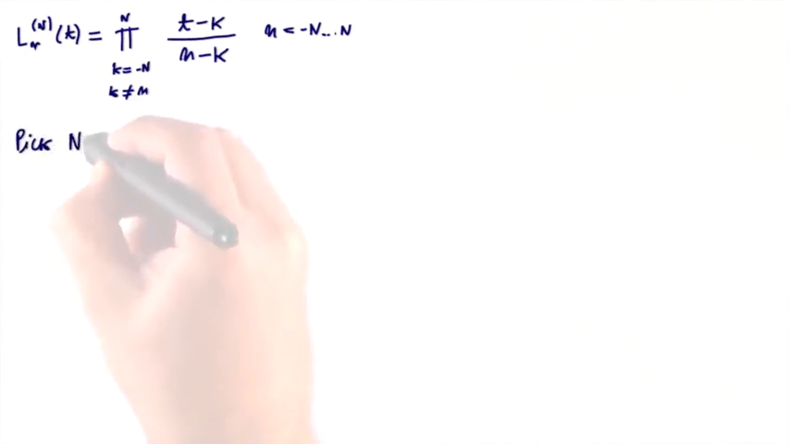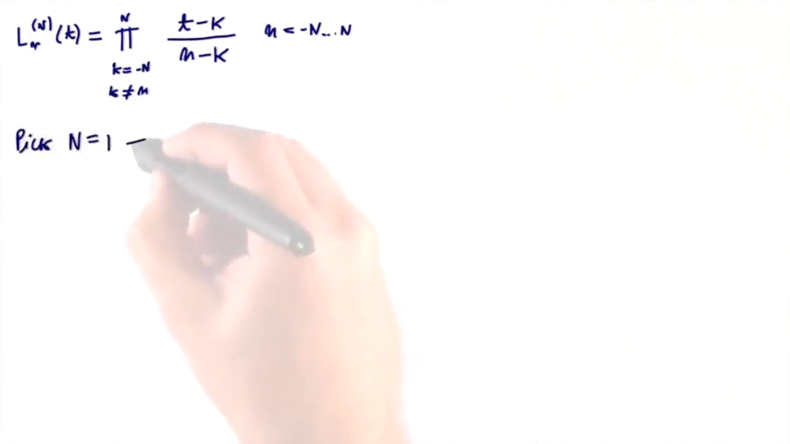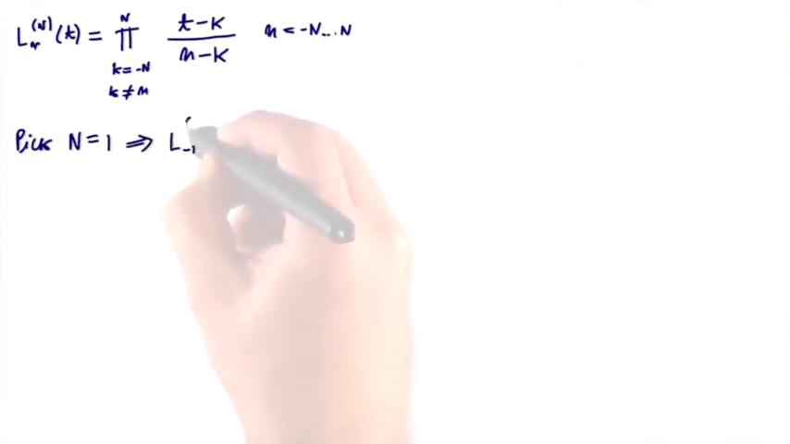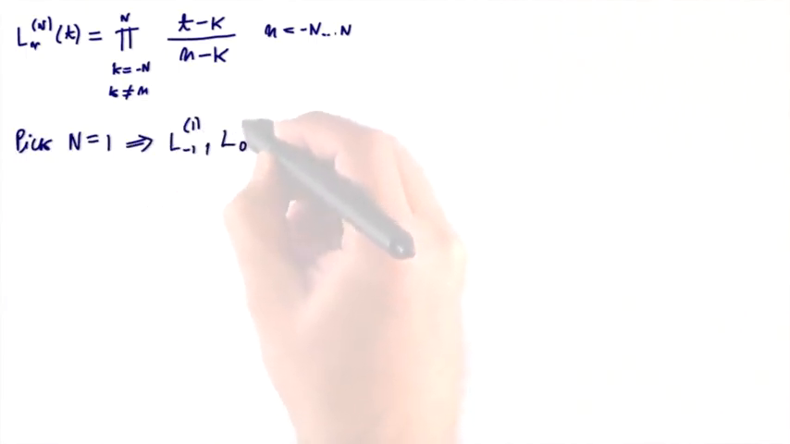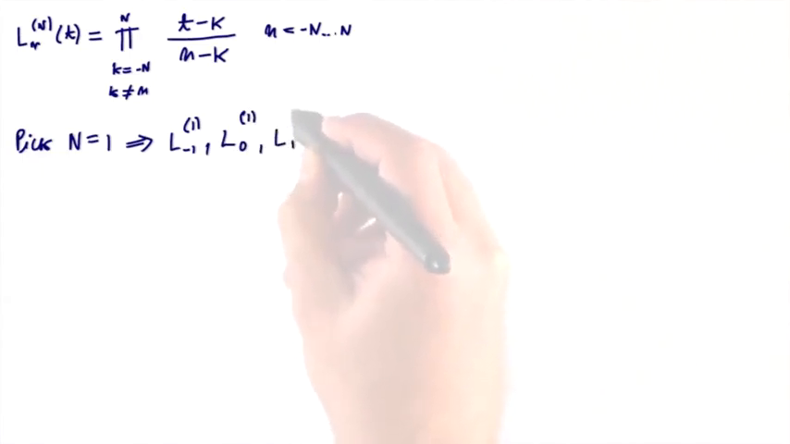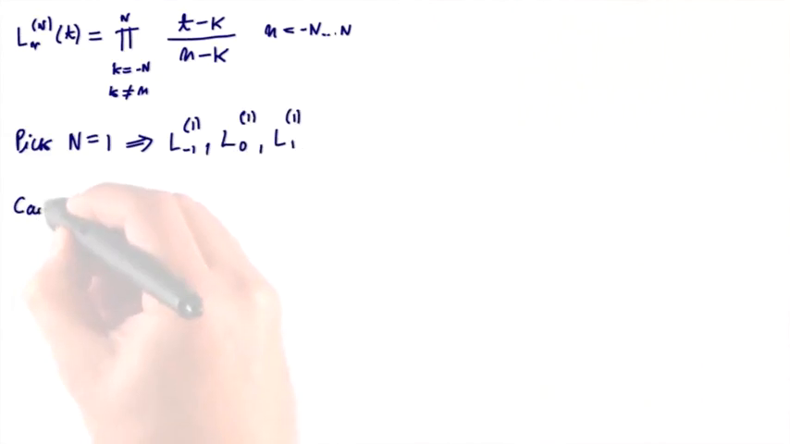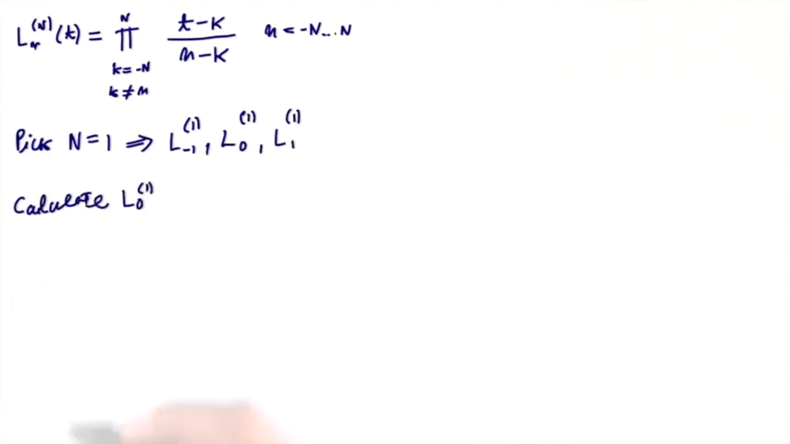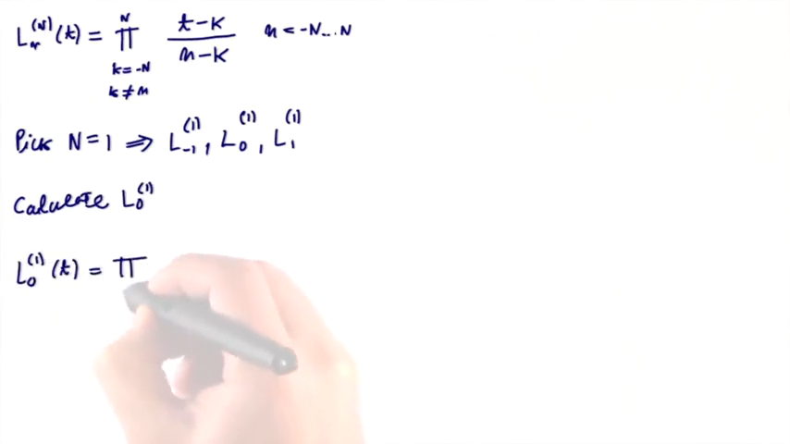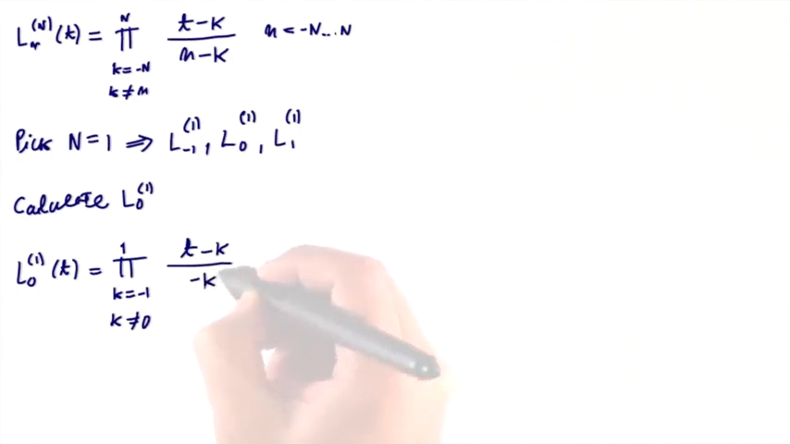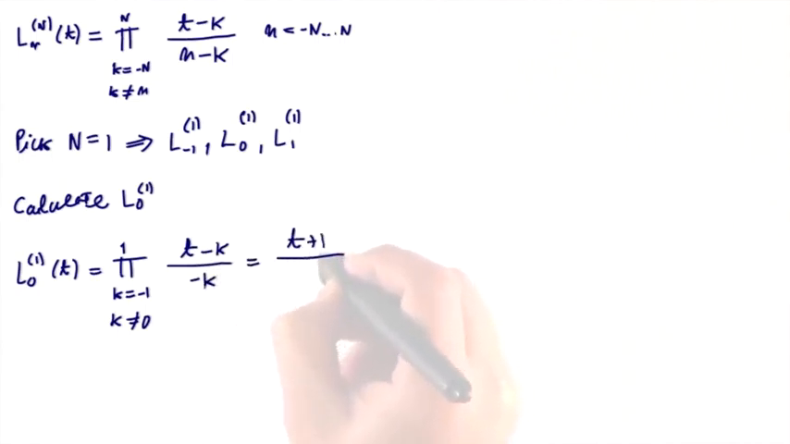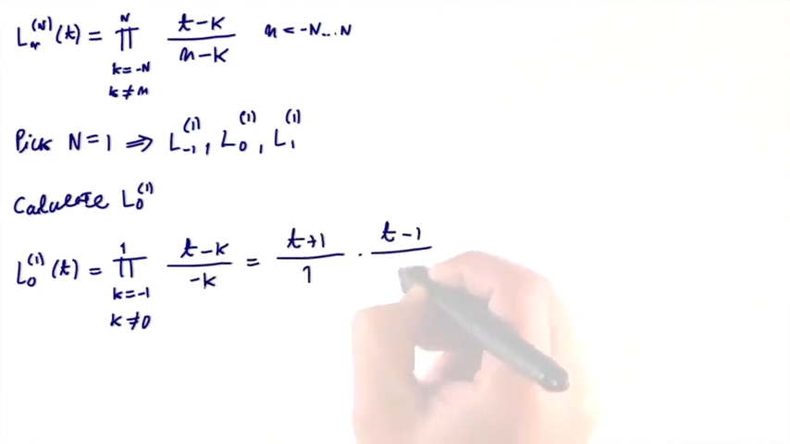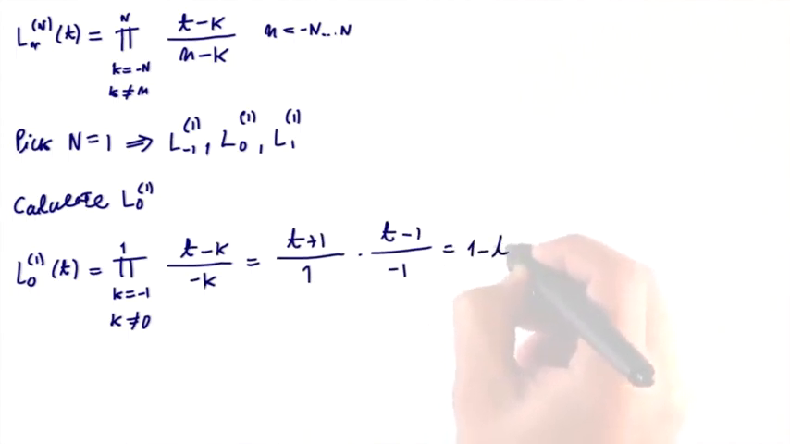Pick capital N equal to 1, so we have 3 polynomials, L minus 1, L0, and L1. Let us calculate L0 of 1. L0 of 1 of t is this product where k cannot be equal to 0 of (t minus k) over (minus k). This is equal to (t plus 1) times (t minus 1) divided by minus 1, so that's 1 minus t squared.